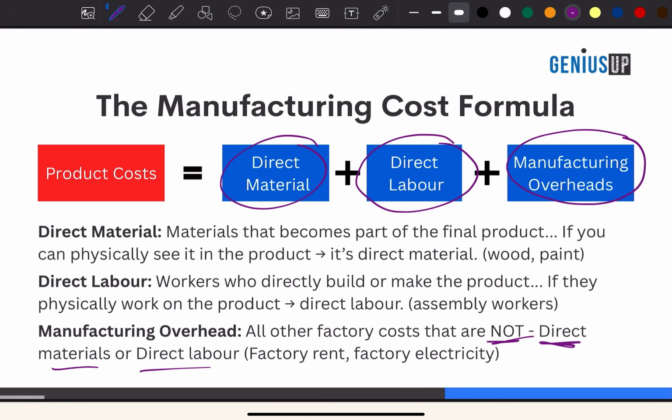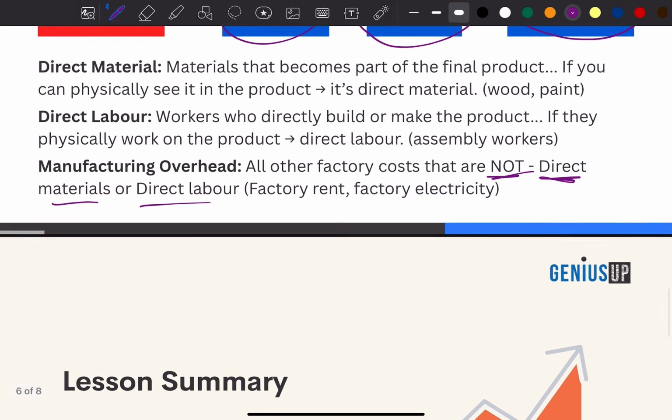So I'll give you an example, like factory rent. Factory rent we can pay for at the factory, but we can't specifically say 10% of the rent went to this specific product. Same thing with electricity. We can't realistically say 10% of our electricity went to the specific product. So that's usually your manufacturing overheads. These are costs that are not direct material, but at the same time, they're not direct labor, right? So they are manufacturing overheads. So it's all the other factory costs other than direct material and direct labor.